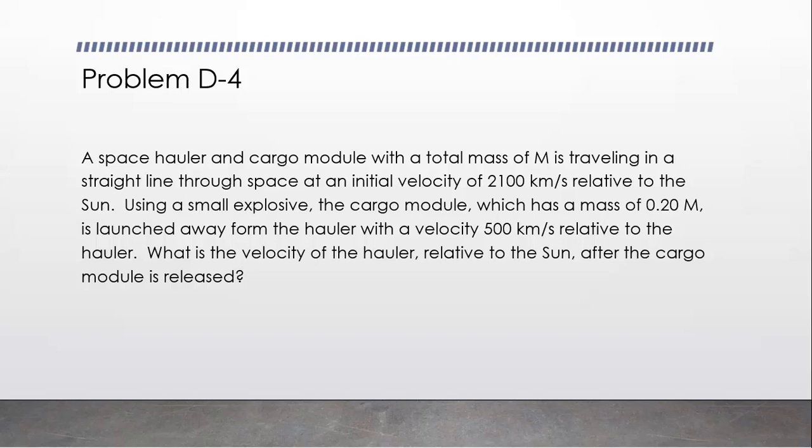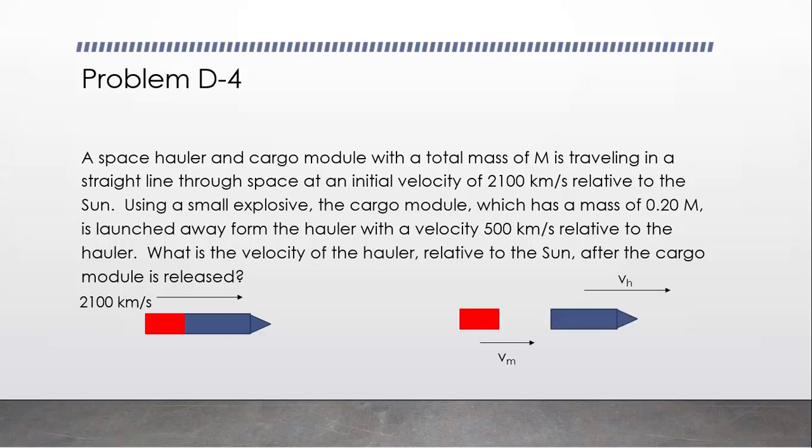What I want to know is what is the velocity of the hauler relative to the sun after the cargo module is released. So here we go, we have this thing that's moving in this direction. I'm going to make the assumption that the cargo module is behind the hauler, that the hauler lets go of the cargo module. And so here's what's happening after the collision.